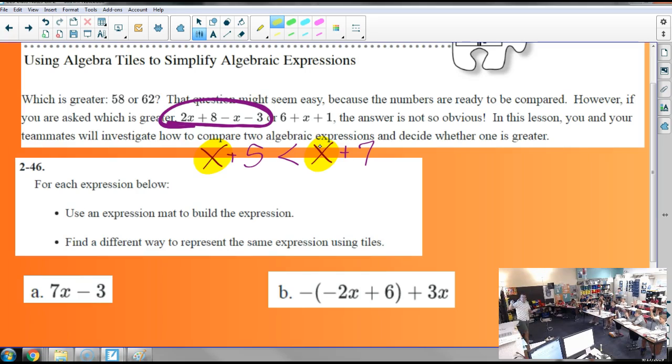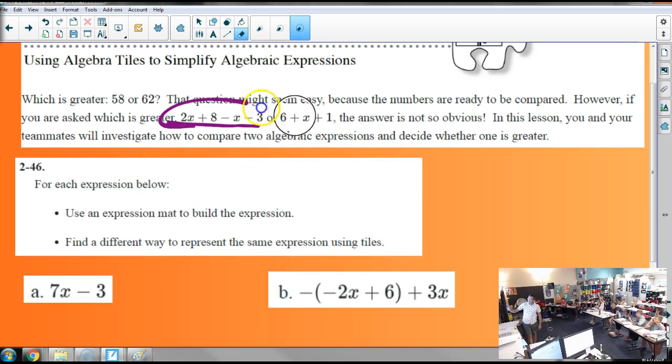Now here's where it would get tricky, if one side had 2x and 5 and the other side just had 1x and 7. Now that doesn't work out. We aren't sure about that. We don't really know anymore because the x's aren't the same. You don't have to understand all of that, but that's where we're headed with today's lesson.